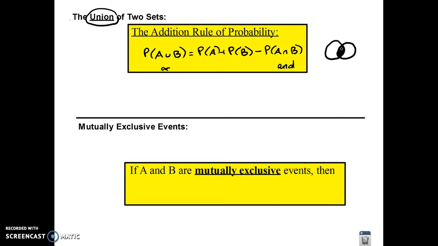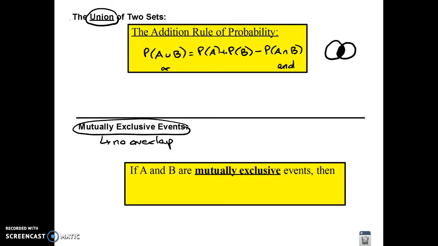And then also, a special case of this comes up if you have mutually exclusive events. Mutually exclusive events are ones where there's no overlap, meaning that the events can't both happen simultaneously. For example, if we're talking about drawing cards out of a deck, the event of drawing a 10 is mutually exclusive from the event of drawing a 6, because if you draw a single card, there's no way it can be both a 10 and a 6. So those would be mutually exclusive events.